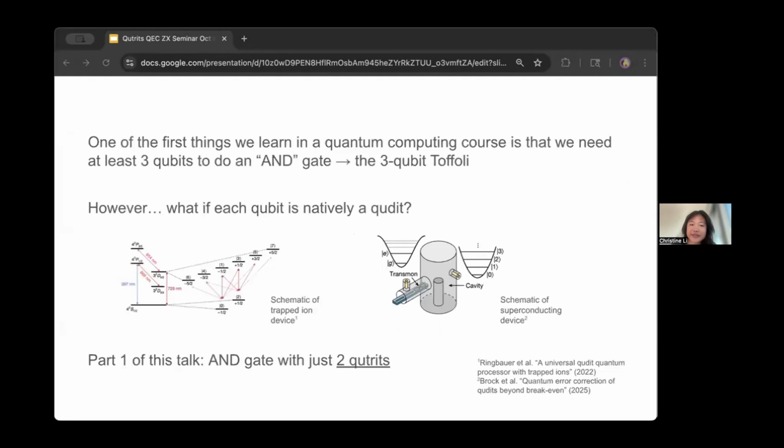So one of the first things that we learned in the quantum computing course is that we need at least 3 qubits to do an AND gate. And this is typically implemented using the 3-qubit Toffoli gate in qubit computation. But what if we view each qubit as natively a qutrit? And we'll see in the first part of this talk that we can actually perform an AND gate using just 2 qutrits. And we'll show how to do this and then also construct an error correcting code that has this logical gate.